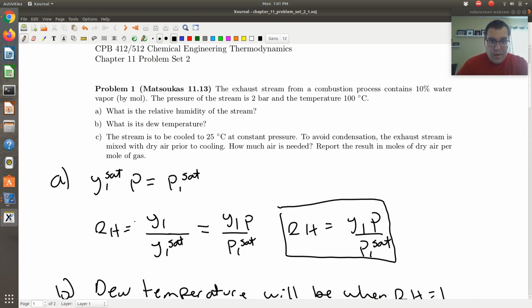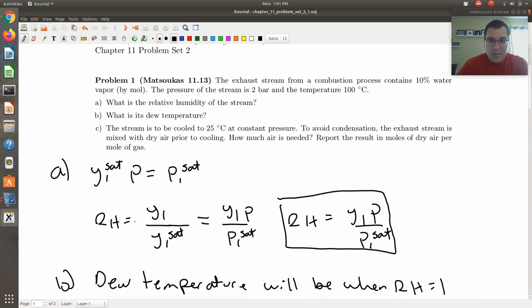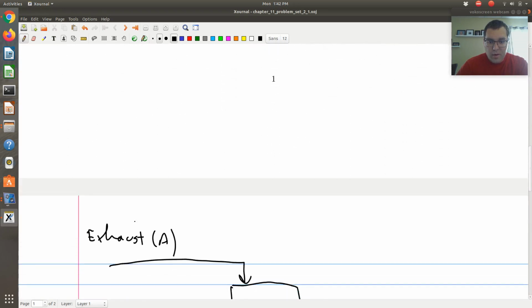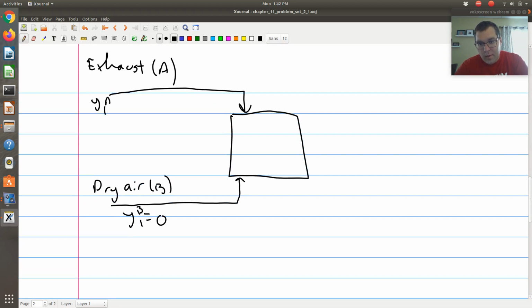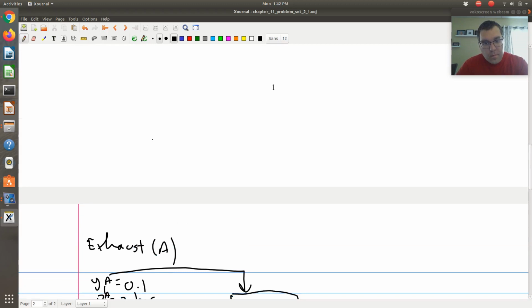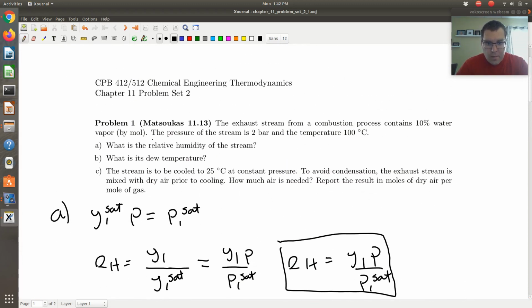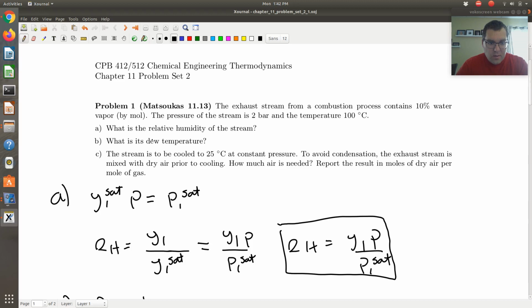So if I label my inlet, again that's 0.10 mole fraction water, pressure of 2 bars, and temperature of 100 degrees C. So Y1A was our 0.1. I'm going to label this as stream A, P is 2 bars, and the temperature of stream A is 100 degrees C. Let me go back and look at my dry air. It just says that to avoid condensation, the exhaust stream is mixed with dry air, and then the streams would be cooled to 25 degrees C at constant pressure.